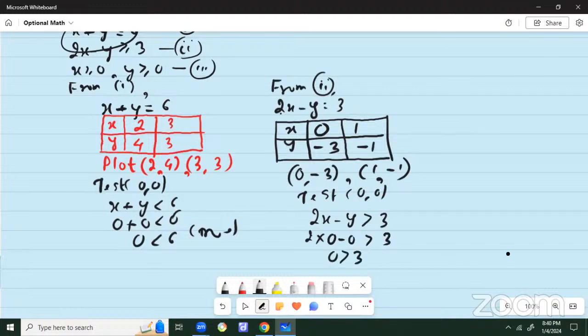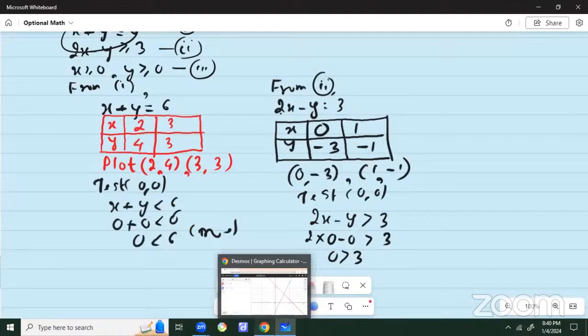0 is greater than 3. No, sir. Is this false? Correct? False. Yes, sir. Now let's see over here.